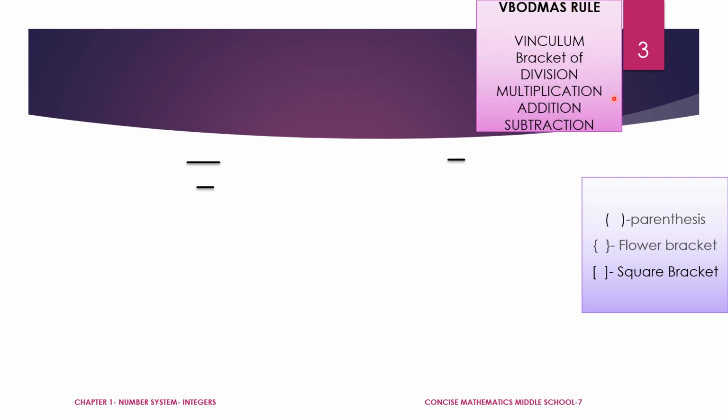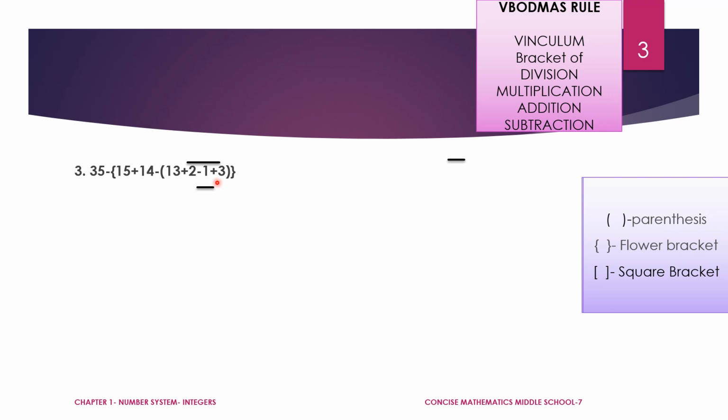Here I have placed this BODMAS and the preference of the braces. This is the third question: 25 minus 15 plus 14 minus 13 plus 2 minus 1 plus 3. Here you can see a vinculum on the top of this 2 minus 1 and 3, right? So it should be solved first.